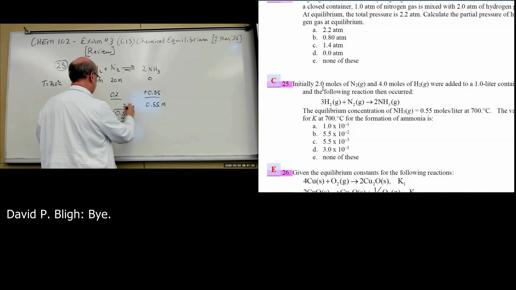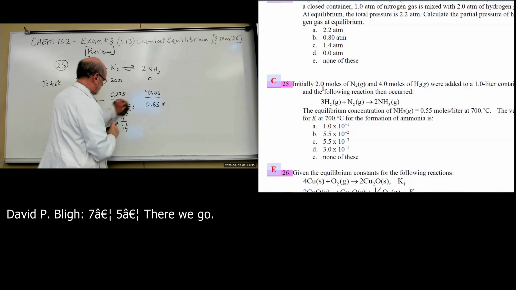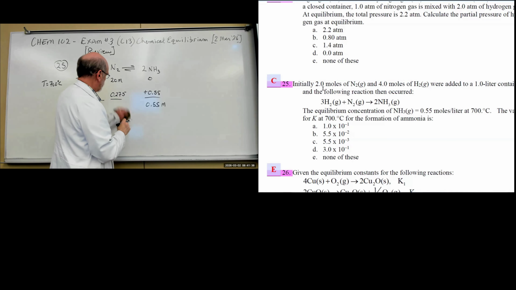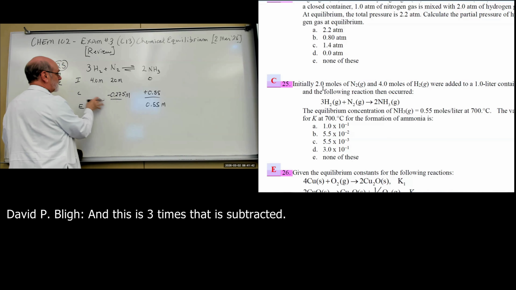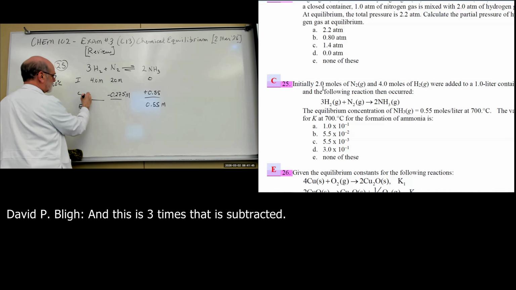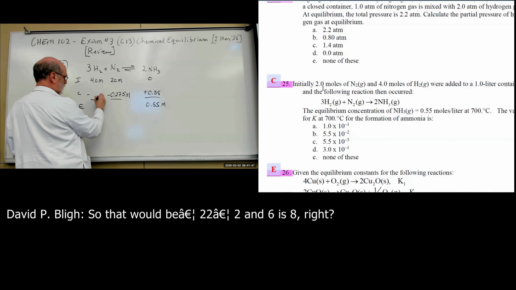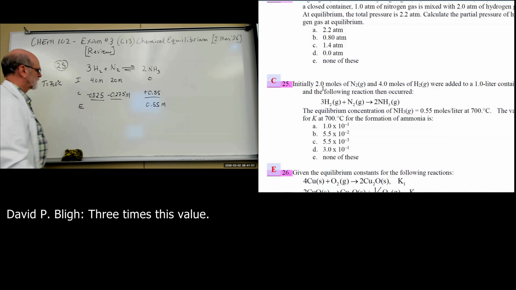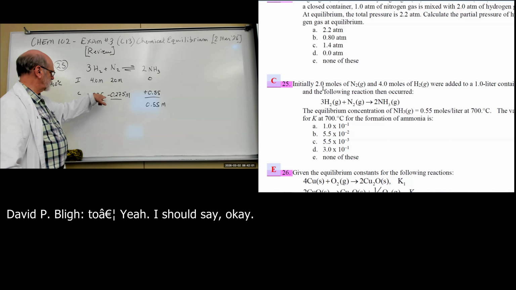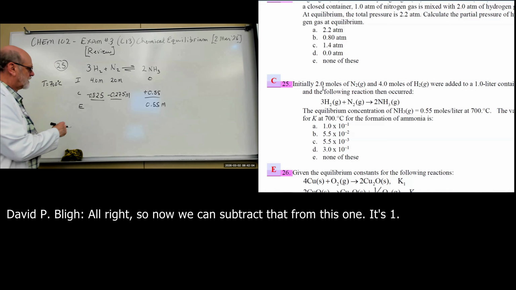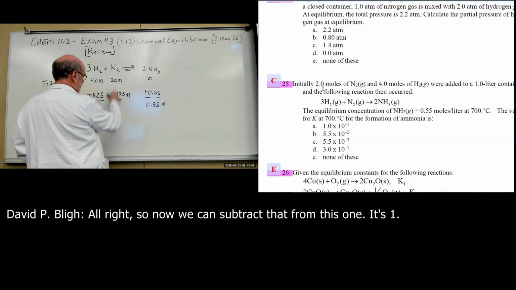Seven, 5, 7, 5. There we go. This is subtracted from that. And this is 3 times that is subtracted. So that would be 22. 2 and 6 is 8, right? 3 times this value. Should say, okay. All right, so now we can subtract that from this one.